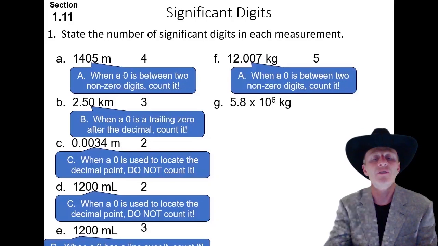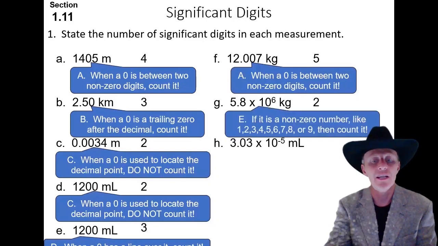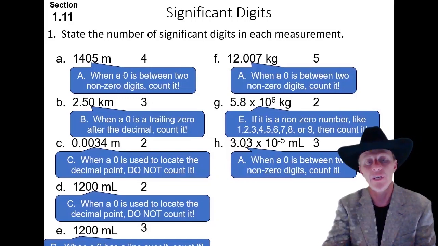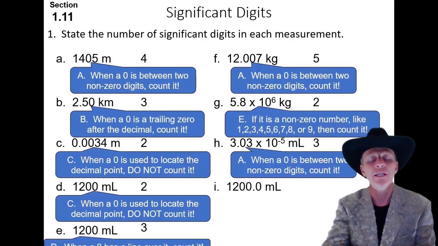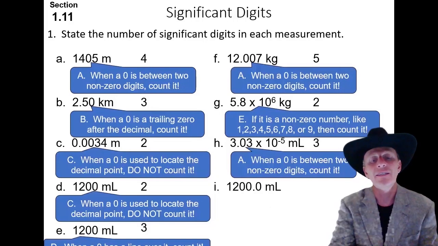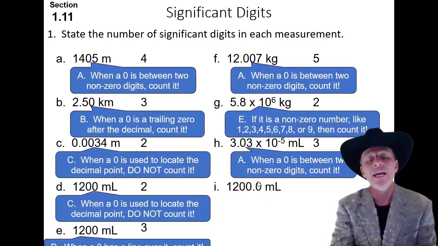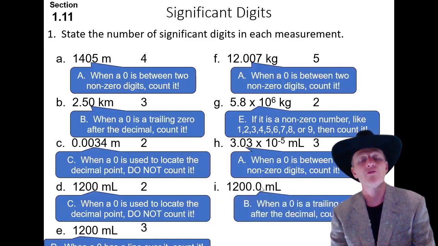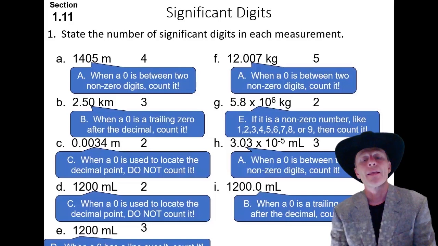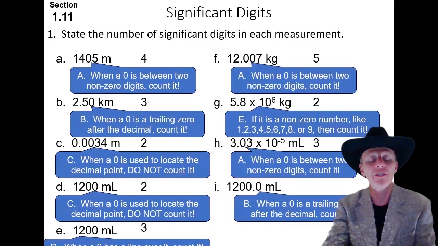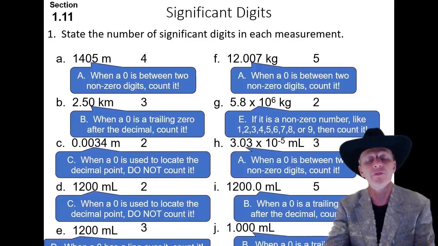On scientific notation problems, you're just counting the digits to the left of the x. Both those two right there, all you're doing is counting the digits to the left of the x. You got 2, 5.8, and you got 3, 3.03. This one, those zeros are to the right of a big number, but it's after a decimal. And since it's after a decimal, this last zero is a trailing zero. So that trailing zero makes it significant. And if it's significant, then all those other ones are in between, sandwiched together, so they're all significant, counted as 5. And this one is 4, trailing zeros count.